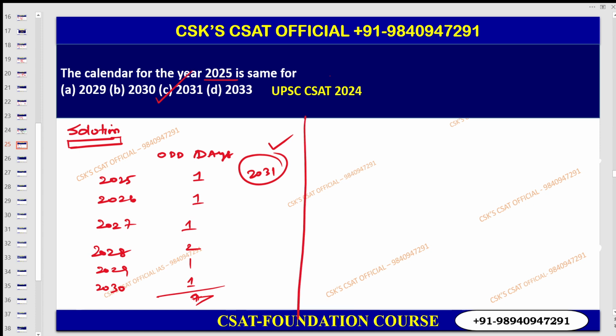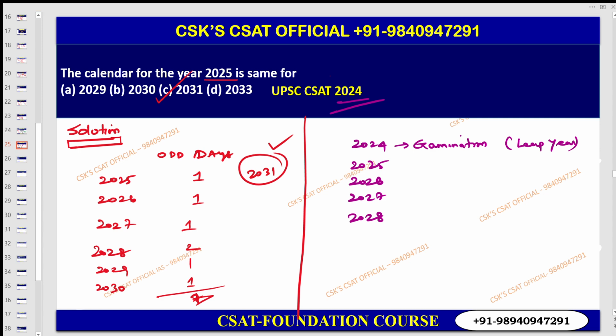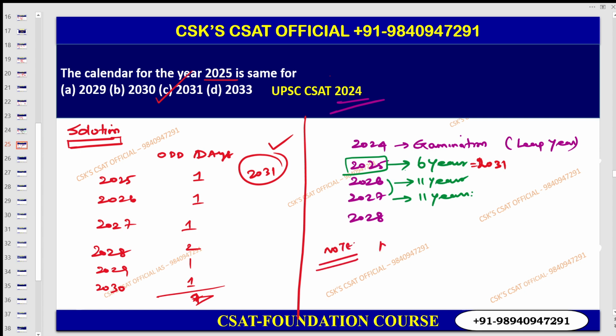Okay, now let me give you another simple way. All this I provided in your foundation itself. Now try to understand. This is 2024, you are in the examination hall, and this question paper is related to 2024. This is the leap year. So 2025, 2026, 2027, 2028. Please remember this additional information, very important: the year that comes immediately after the leap year repeats after 6 years. The next 2 years repeat after 11 years. So 2025 plus 6 is nothing but 2031. That's it.